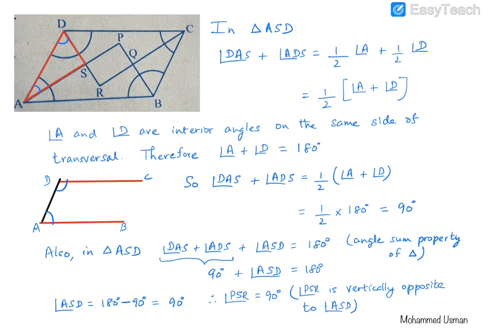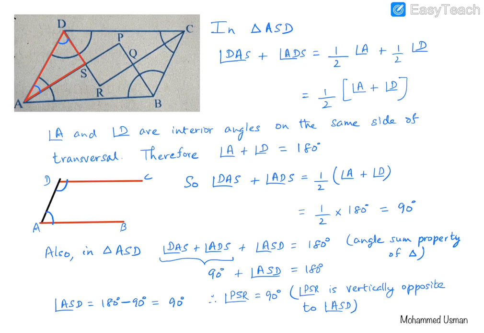So therefore, angle A plus angle D is 180 degrees. So we can substitute this 180 degrees in the summation for angle DAS plus ADS. So we get angle DAS plus angle ADS, which is half of angle A plus D, which we have written here. But angle A plus angle D by the interior angles rule is 180 degrees. So half of 180 degrees is 90 degrees.